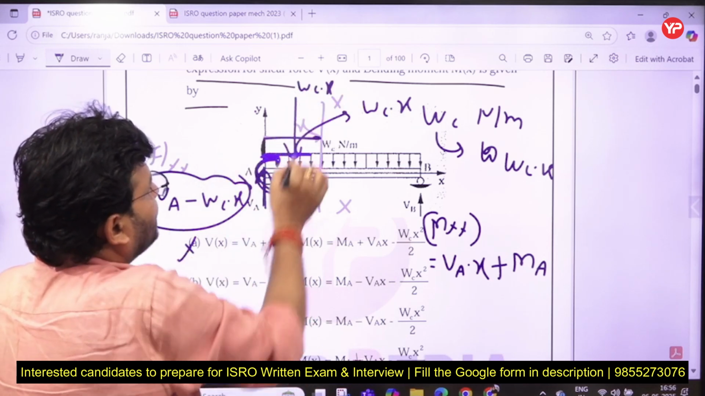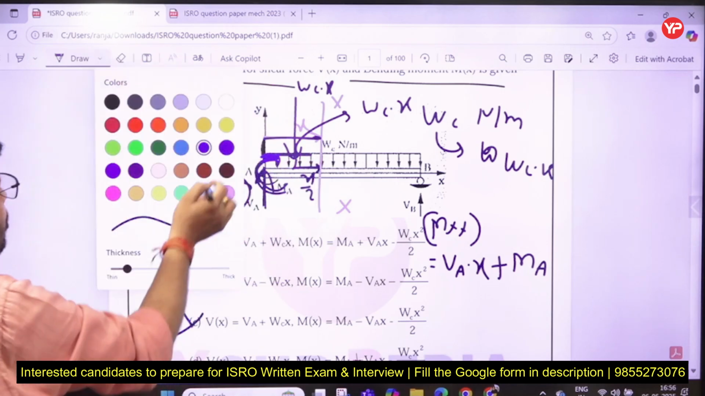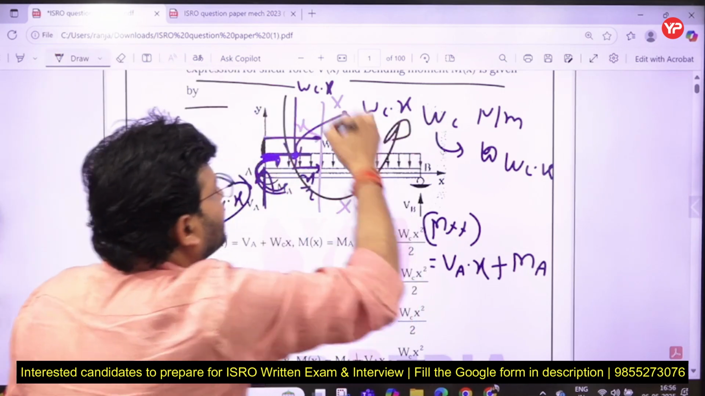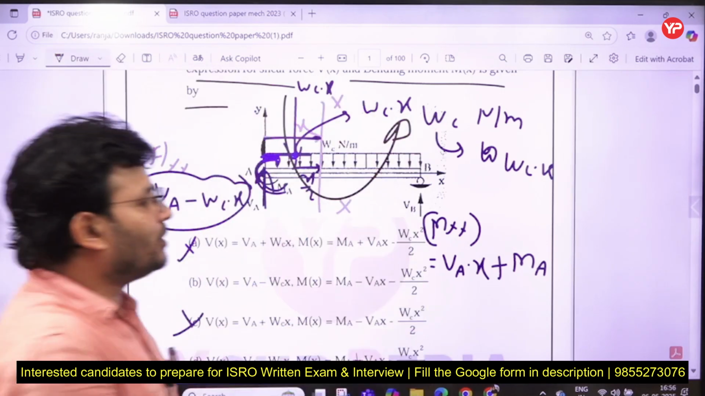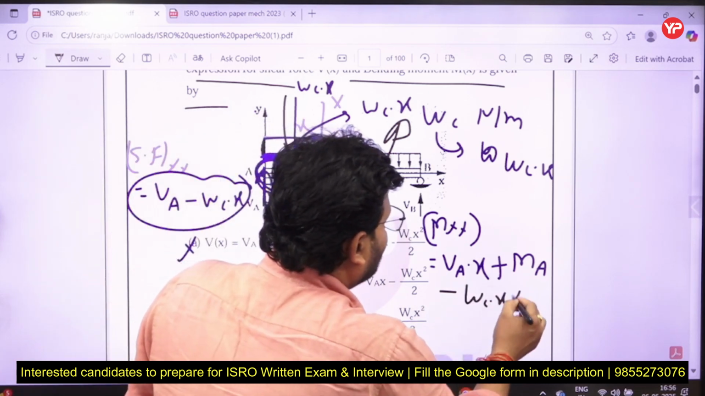So WC into x, and that distance will be x by 2. But it will try to rotate, clockwise or anti-clockwise. That force will try to rotate in the anti-clockwise direction. Moving from left to right, it will be negative. So simply we can say it will be WC into x by 2.